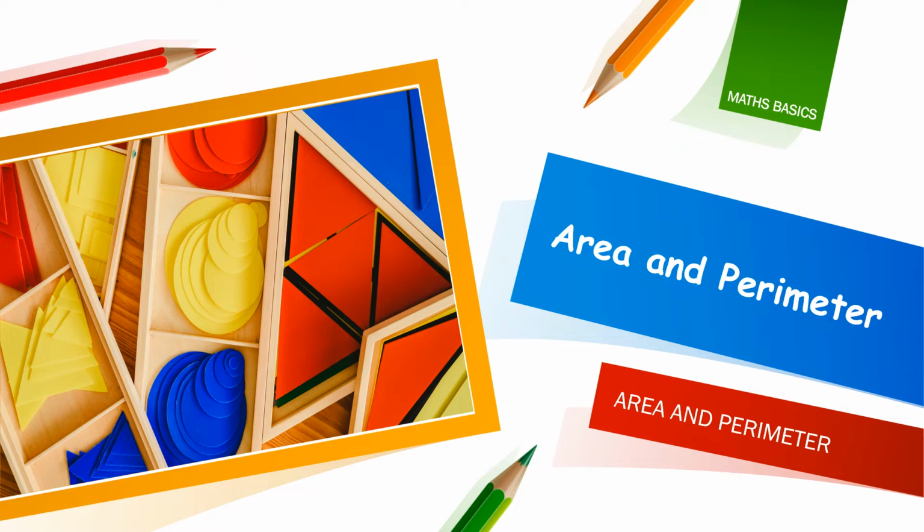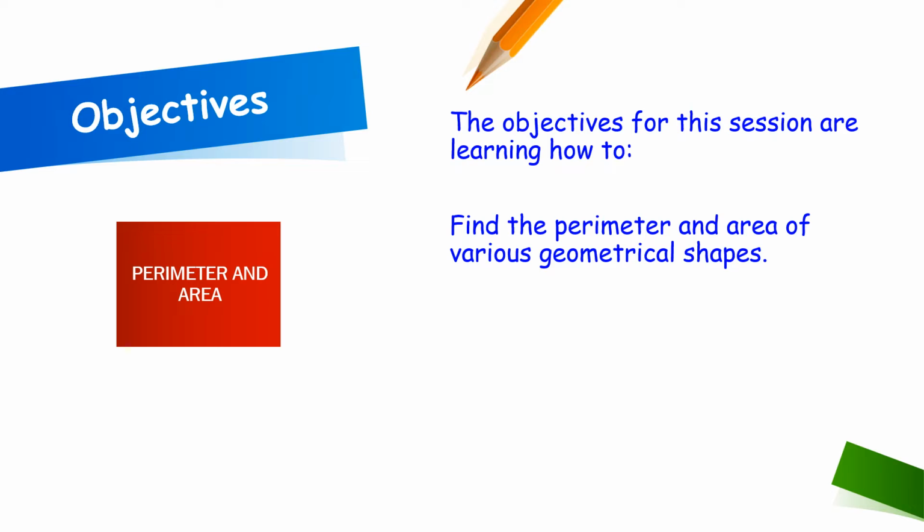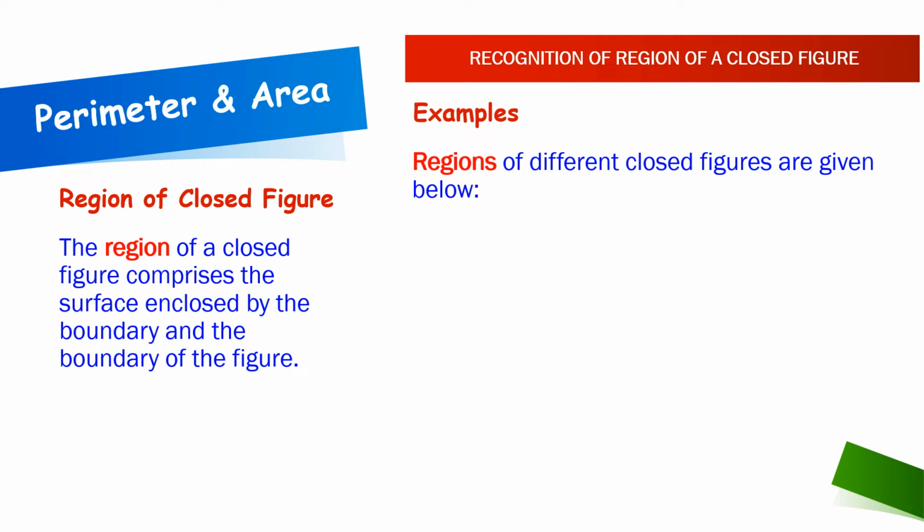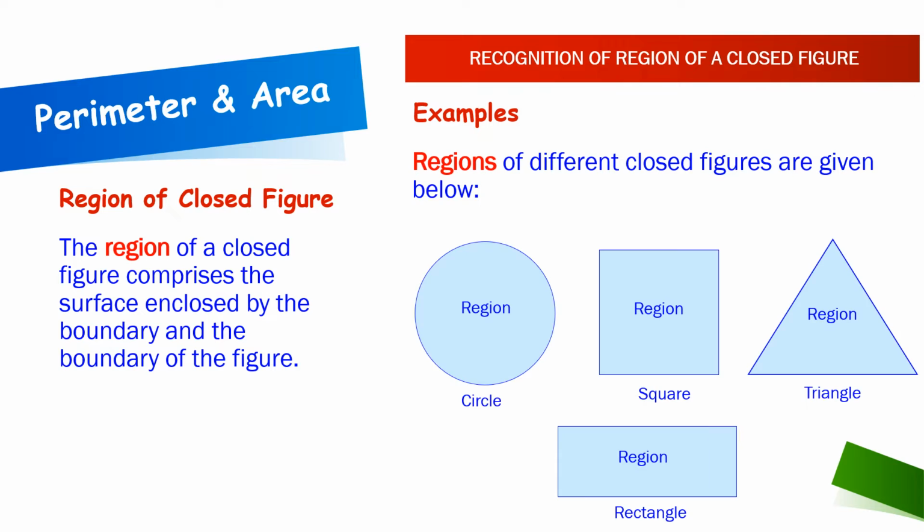Welcome to the session on area and perimeter. The objectives for this session are learning how to find the perimeter and area of various geometrical shapes. The region of a closed figure comprises the surface enclosed by the boundary and the boundary of the figure. Regions of different closed figures are given on the screen.